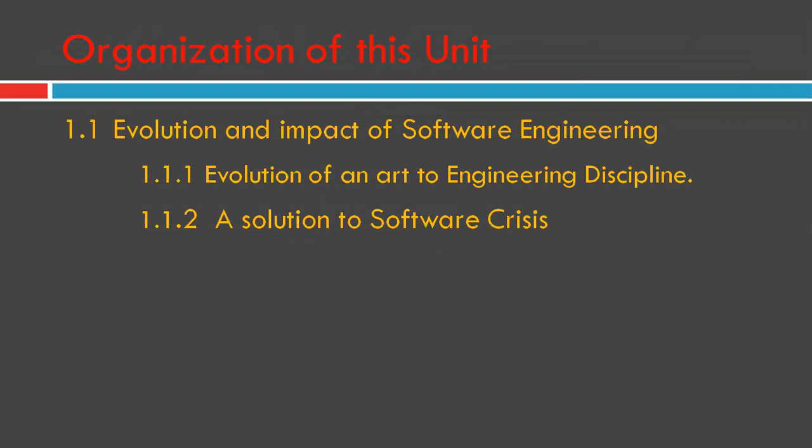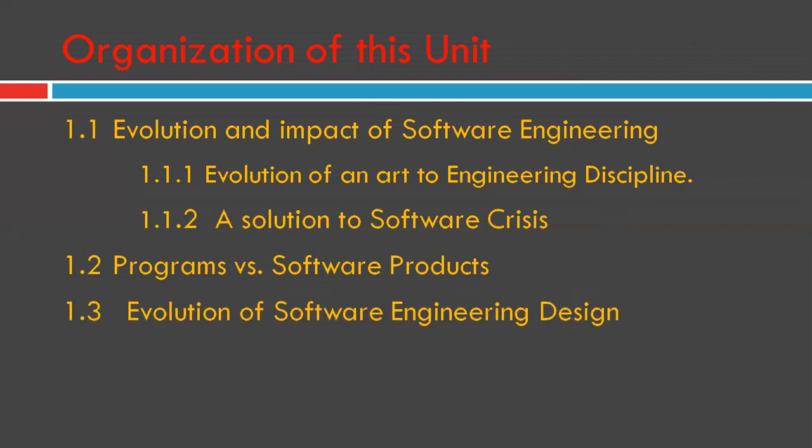And in our second lecture, we differentiate a piece of program from the software products. That is, we study about programs versus software products. And in our third lecture, we study about the evolution of the software engineering design. Here we identify the important features of structured programming. We explain how the software design techniques have evolved over the last 50 years. And finally, we will differentiate between exploratory style and modern style of software development.